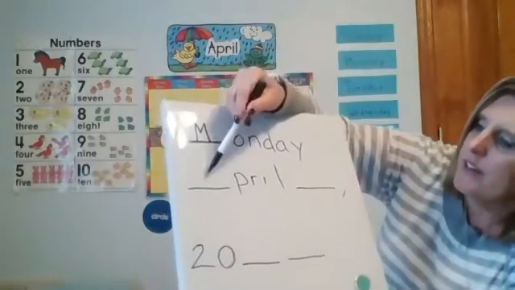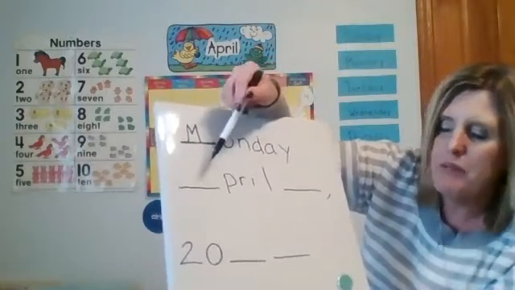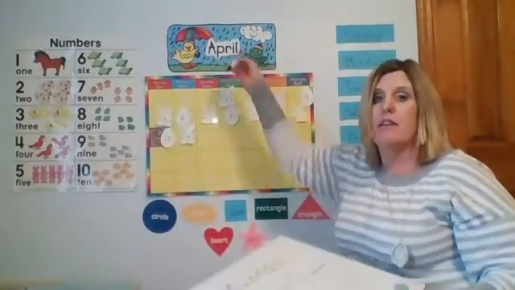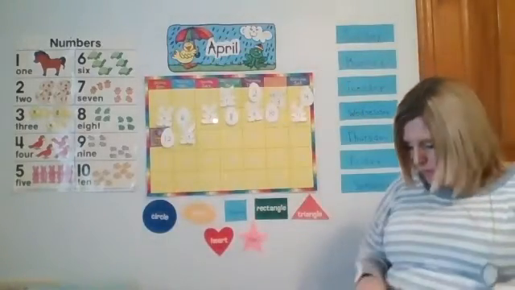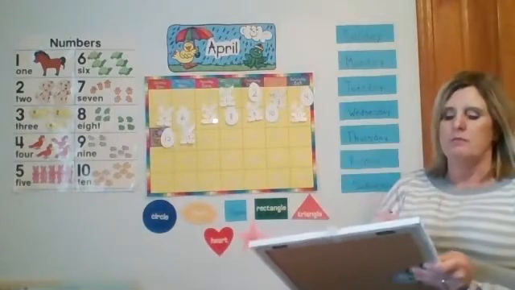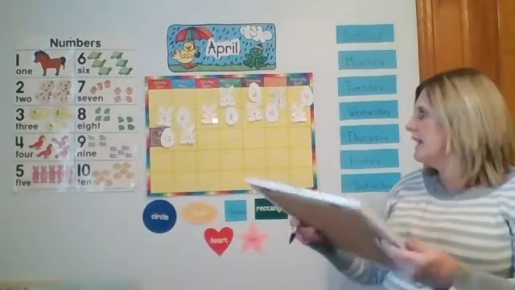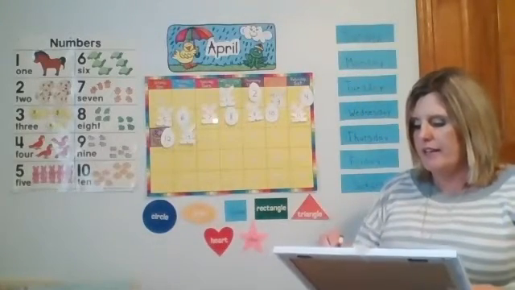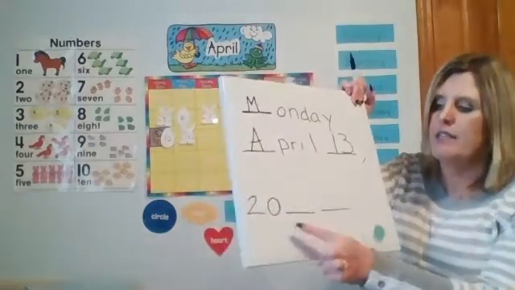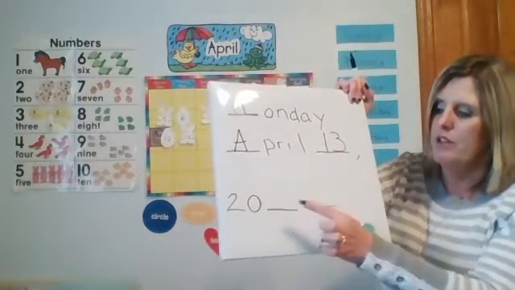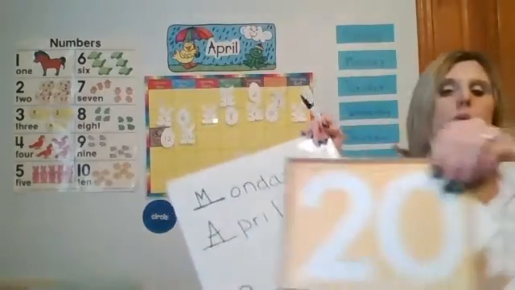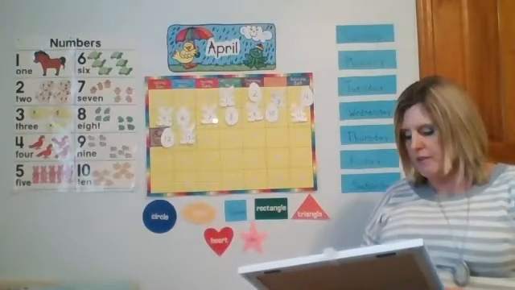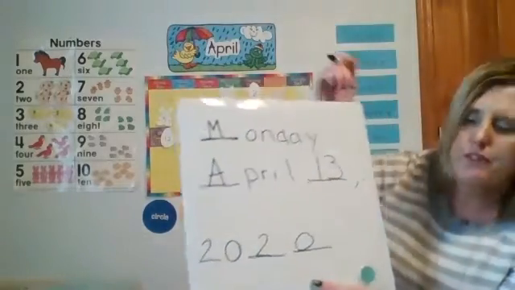Now we need to fill in our other letter. April, A. What letter makes that sound? A. The letter A. Just like you see up here. April. Whoops, I dropped my pen. And we said it was number 13. And 13 is a 1 and a 3. 2020. There's my number 20. So I am going to write in my 2 and my 0. Now we have our message board finished.